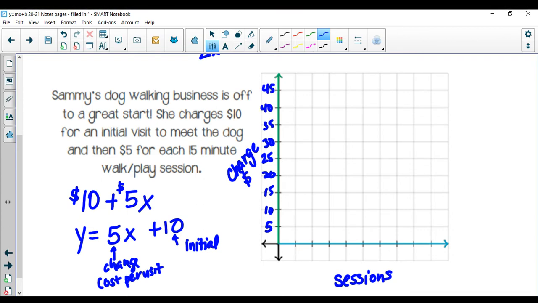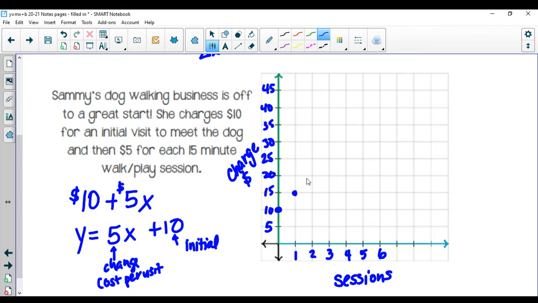And then for the number of sessions, we can actually just have those increase by 1. So Sammy's starting initial value, her y-intercept, is going to be at a 10. So we're going to go ahead and put a dot right there. If we have the $10 initial value, and then we also have 1 play session, that would add on $5, which would take us up here to 15.